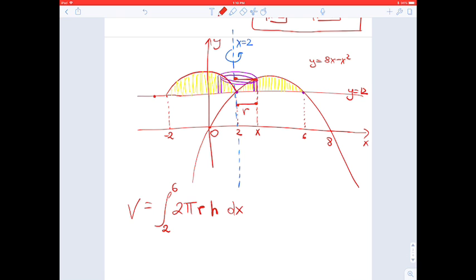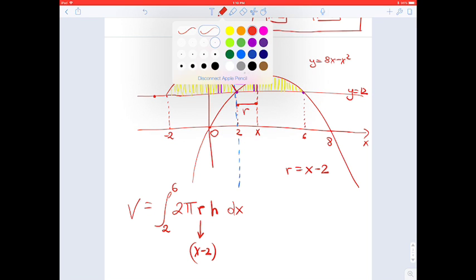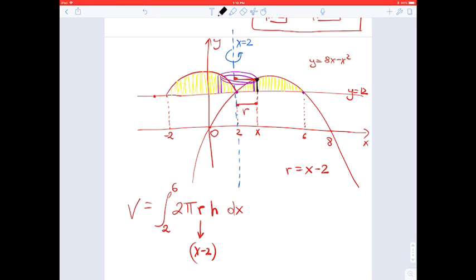The radius is the horizontal line segment. To get the length of the horizontal line segment, we subtract the right-hand side value minus the left-hand side value. That means this is x minus 2. Then the height is simply this line segment. That means the height is just the vertical.